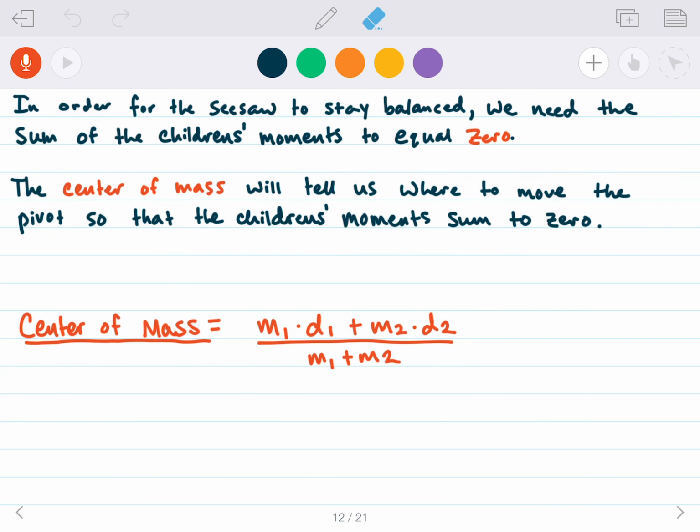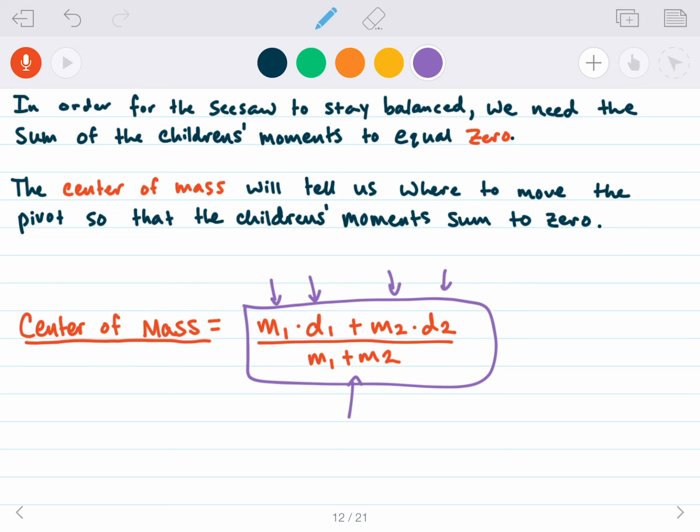So in order for the seesaw to stay balanced, we need the sum of the children's moments to equal 0. And that's where the center of mass comes in. The center of mass tells us where to move that pivot point so that the children's moments sum to 0. And this is the formula for the center of mass. We take the mass of the first child times the displacement of the first child plus the mass of the second child times the displacement of the second child, all over the total mass.